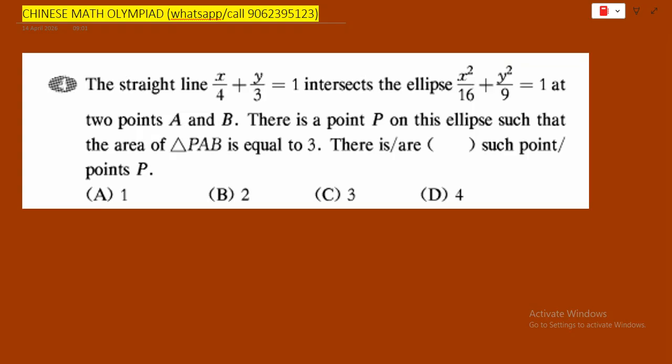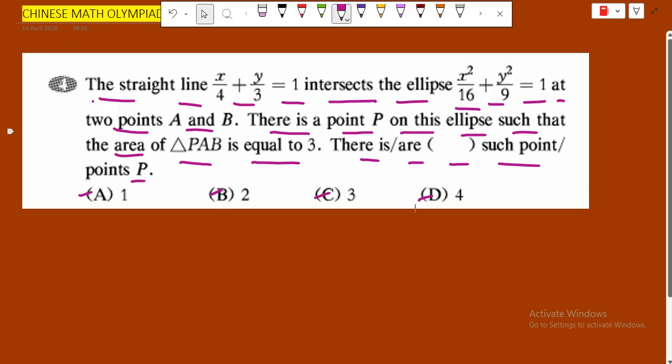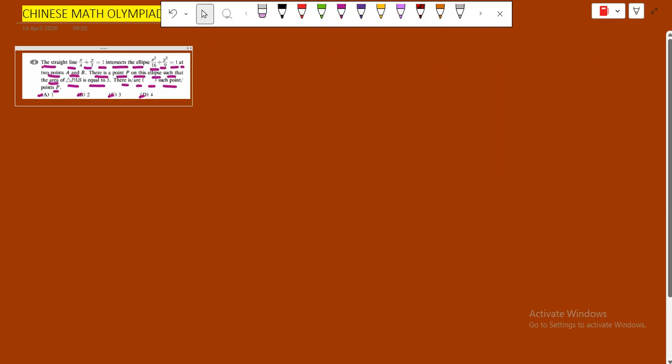Now this specific problem is from the Chinese Math Olympiad. This is a classic question. So let's go to the question first. Question says the straight line x/4 plus y/3 equal to 1 intersects the ellipse x square by 16 plus y square by 9 equal to 1 at two points A and B. And there is a point P on this ellipse such that the area of the triangle PAB is equal to 3. So there are dash such points P. Option A says 1, B says 2, C says 3 and option D says 4. Okay, so let's solve this together.